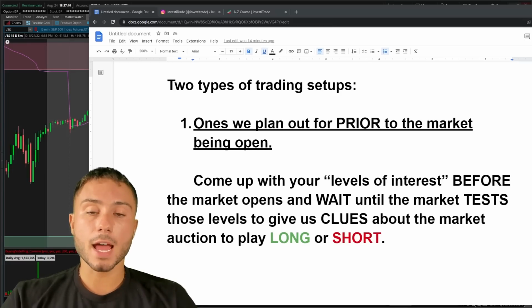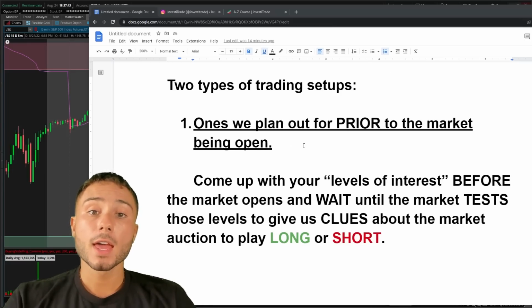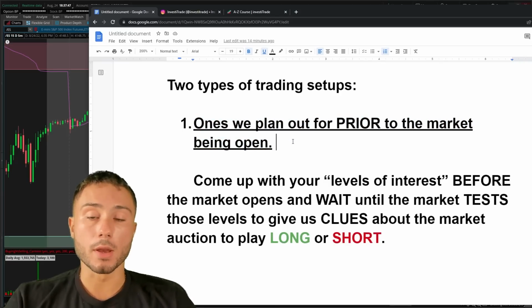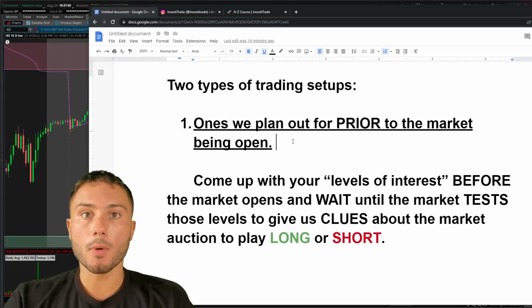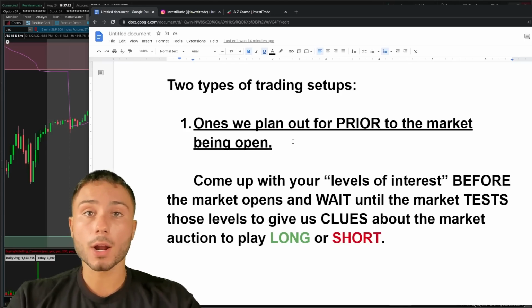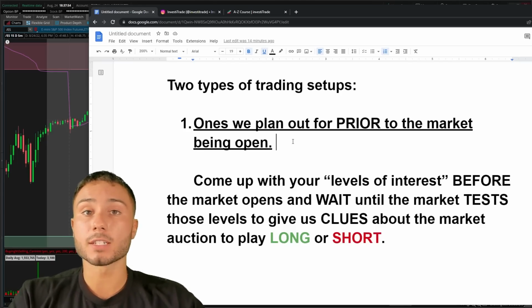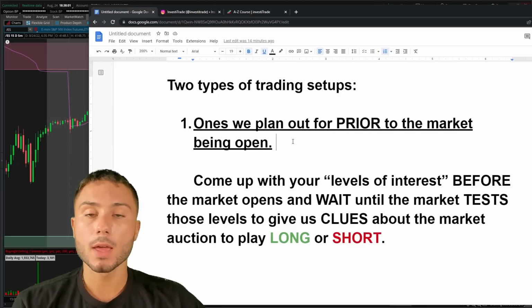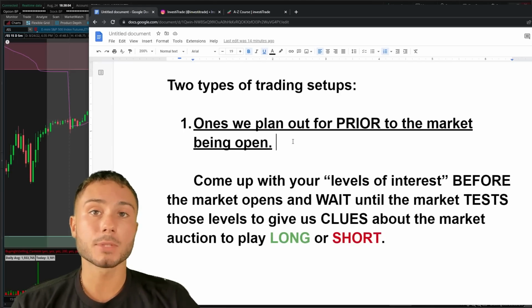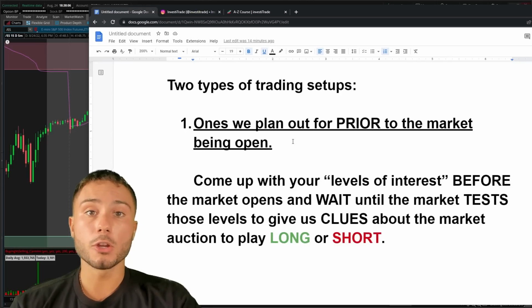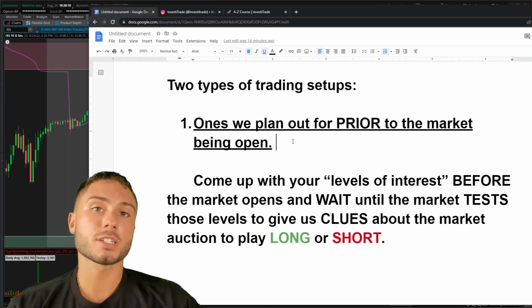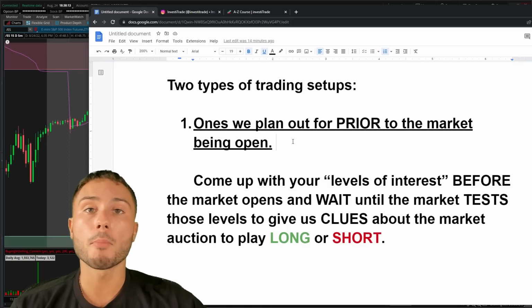So the two types of setups. The first one is ones that we plan out prior to the market being open. Whether you chart the night before the market opens, an hour before the market opens, or even during the weekend, it really doesn't matter. I basically chart all my setups the morning of, about an hour and a half before the market opens up. That's just what works for me the best. Sometimes I'll chart them on Sundays when we do webinars with Investitrade members, but it doesn't really matter. These are just setups that you plan out before the market opens up.